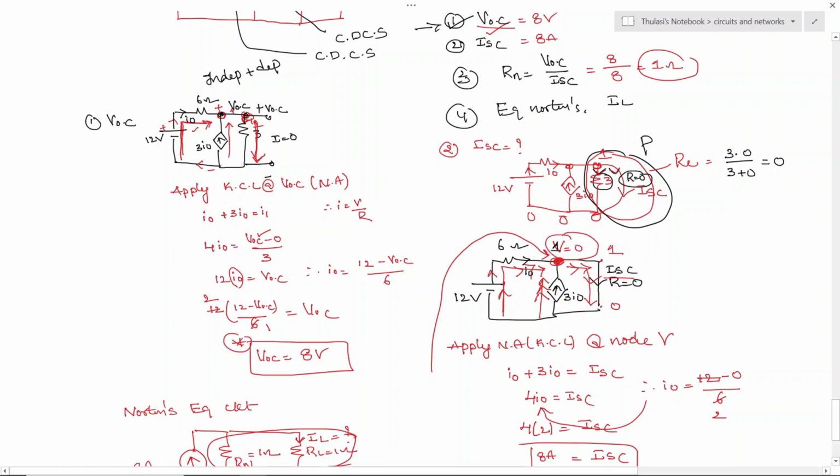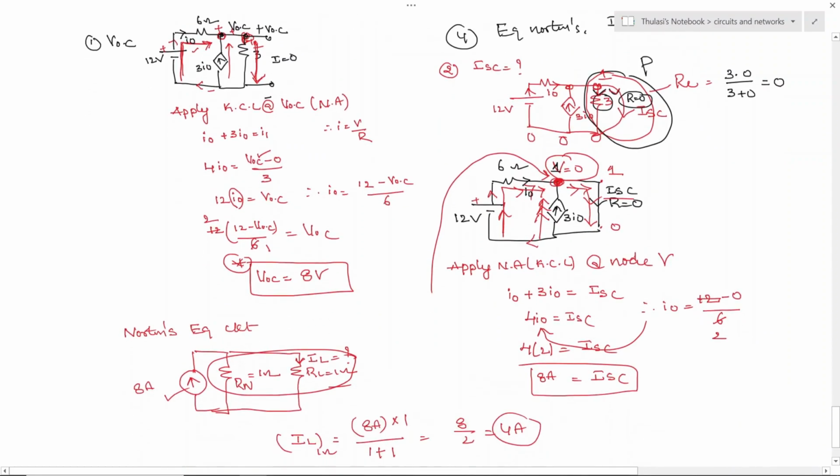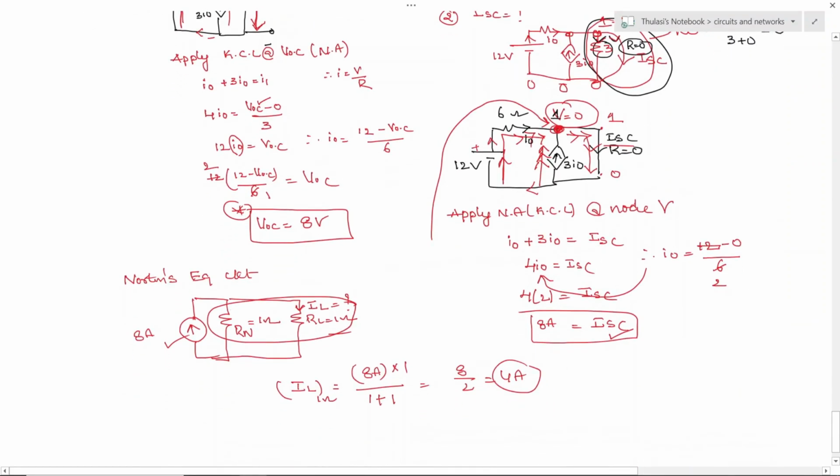So how to write down this I naught? Current is leaving, plus 12 minus 0 divided by 2, which is nothing but 2 amperes. So apply the nodal analysis, then you will get the current. Then substitute all in the Norton's equivalent circuit. So this is the ISC current, the Norton's current, and the load resistor. Then you can find out the current.